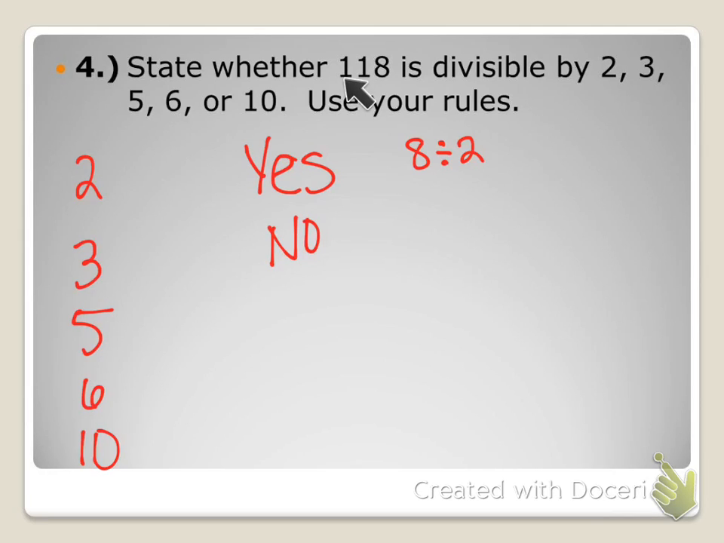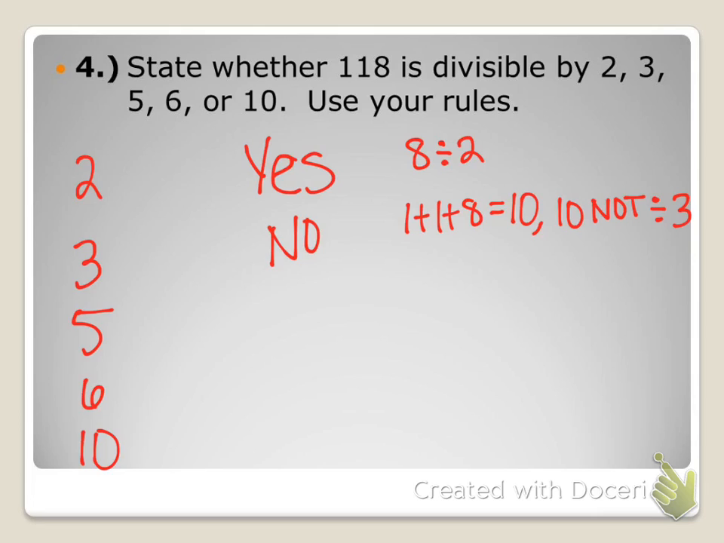Anybody? Adding. So 1 plus 1 plus 8 is equal to 10, and is 10 divisible by 3? No, 10 is not divisible by 3. So we took the sum. The sum was not divisible by 3, so that means overall 118 is not divisible by 3.